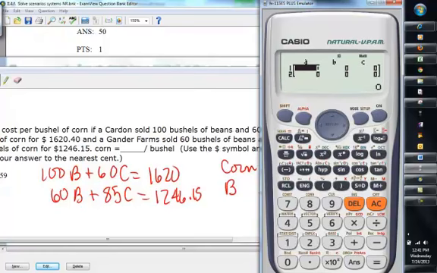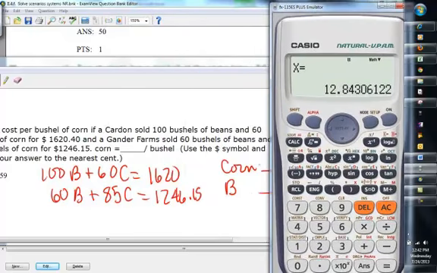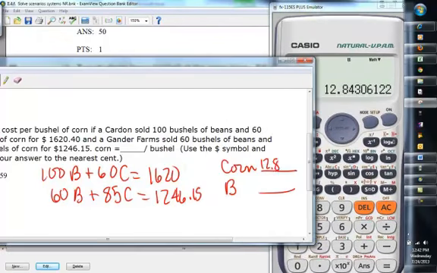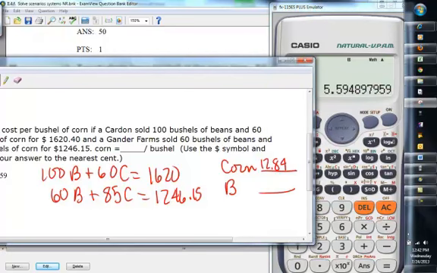Now we want to use our calculator to solve those two equations. Mode 5-1. 100, 60, 1620. 60, 85, 1246.15. And we get X, the corn price is $12.85 a bushel, or $12.84 a bushel. And the beans, no, I'm sorry, that's the beans. Yeah, that's the beans is $12.80. The corn is $5.59 a bushel.